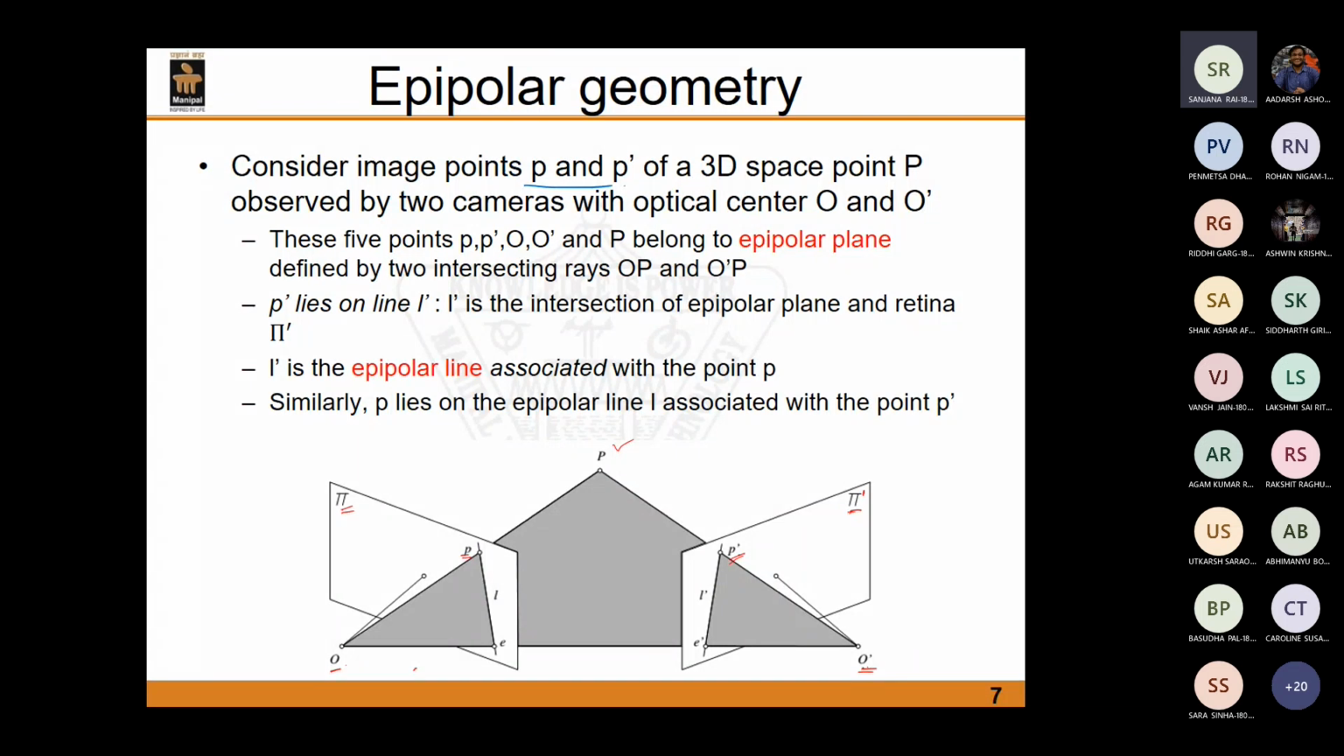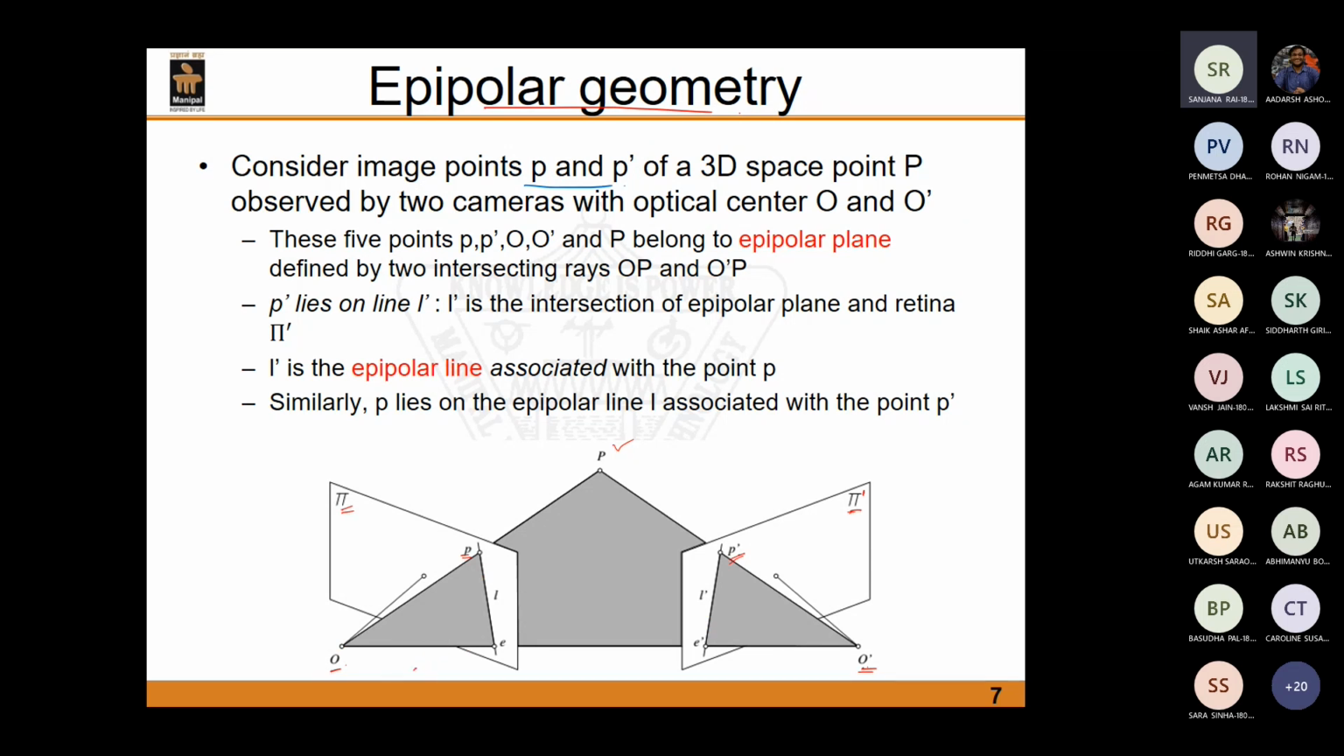And then I have capital P, which is basically the 3D point, right? Now all these points together constitute what you call the epipolar geometry. So here what you can consider is all these together. When you join them together, you get a plane in 3D. Okay, so it's a 3D plane.